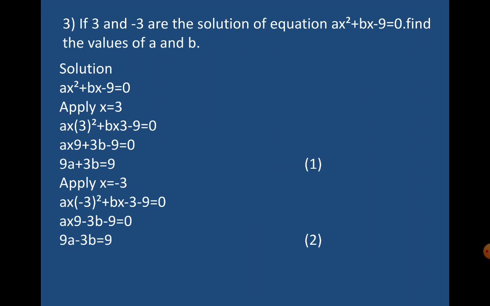They are given: if 3 and minus 3 are the solutions of the equation ax square plus bx minus 9 equal to 0, find the value of a and b. In the previous sum we found only one value, that is the m value. In this sum they are given two solutions. We have to apply these two solutions in the equation to find the a value and b.